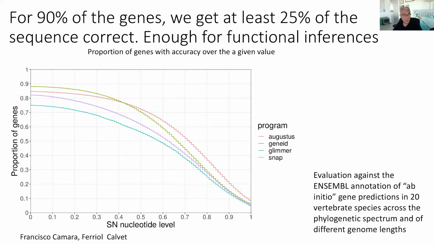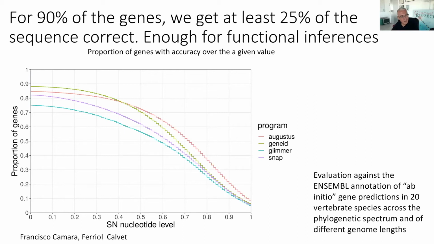So what is the fraction of genes for which I predict the protein sequence with at least a given accuracy? What I can say is that, first, for almost 90% of all the genes annotated in vertebrate genomes, we have a prediction, just an ab initio computational prediction, that actually covers them. And for 90% of the genes, at least 20% of the sequence is predicted correctly. So this may actually be enough for functional inferences, and not only that, but also to then focus in more detail on where the genes are in the human genome.